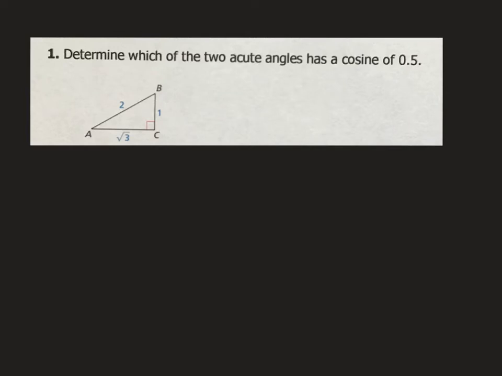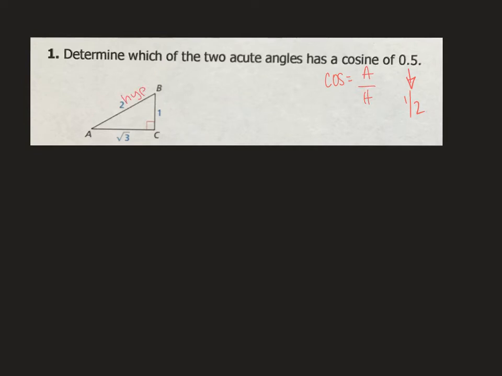Okay, so in number 1, determine which of the two acute angles has a cosine of 0.5. So 0.5 is obviously a decimal. If we were to write 0.5 as a fraction, it would be 1/2. So we need 1 to be the adjacent side and 2 to be the hypotenuse, because remember, cosine is adjacent over hypotenuse.